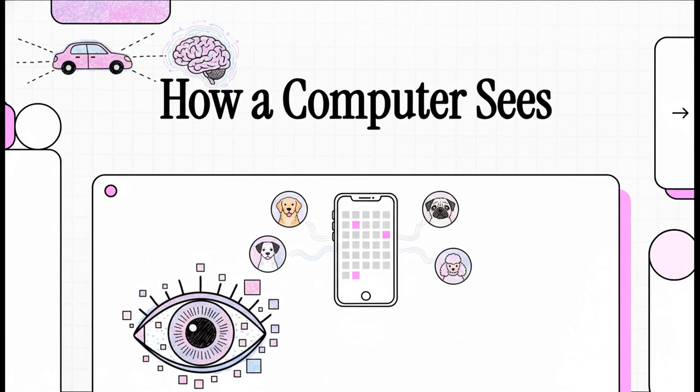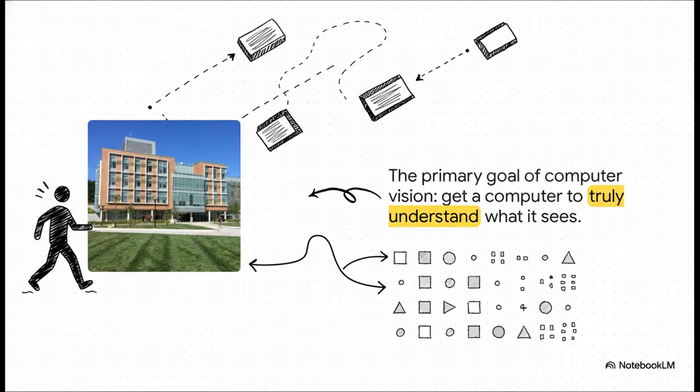And it all starts with one fundamental, kind of mind-bending difference between how we see the world and how a machine does. So the big, ambitious goal of this entire field is right here on the screen. We want a machine to look at a scene, just like this one, and not just see it, but to actually understand it. To know, hey, that's a building, that's grass, that's the sky. To get what it's looking at.